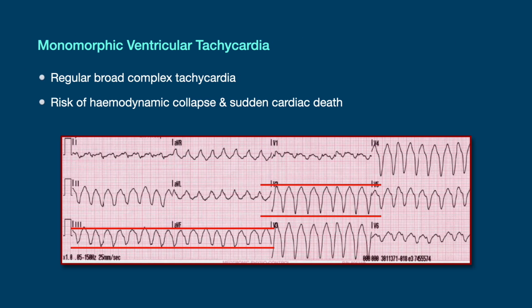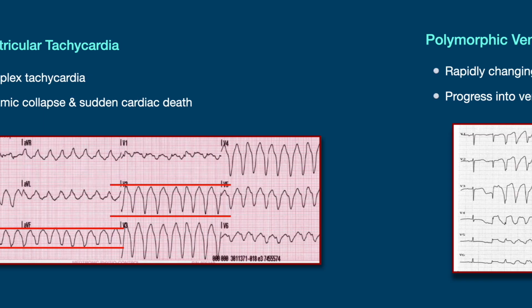Let's look at monomorphic ventricular tachycardia. This is a regular wide complex tachycardia with an ectopic beat that originates from the ventricles. There is a risk for hemodynamic collapse and sudden cardiac death in all patients with ventricular tachycardia.